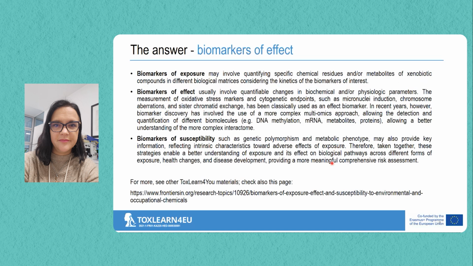So the answer is that this micronucleus assay, and later I will tell you about the Comet assay, are both biomarkers of effect. So they are involving quantifiable changes in biochemical and physiological parameters. And if you want to learn more about different types of biomarkers and what types of biomarkers you can use, you can check this page, and also our other talks and Learn for You materials.